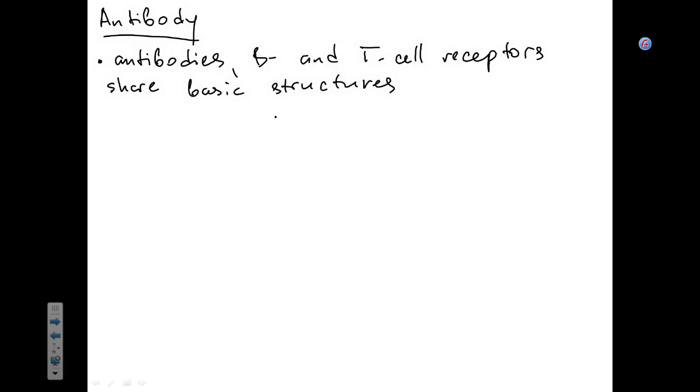What I mean by that? It means that there are differences, but the concept that I'm going to explain is the same. Does that make sense? So all these molecules, antibodies, B and T cell receptors, have fairly similar parts. So we're going to start with the colorful ones.